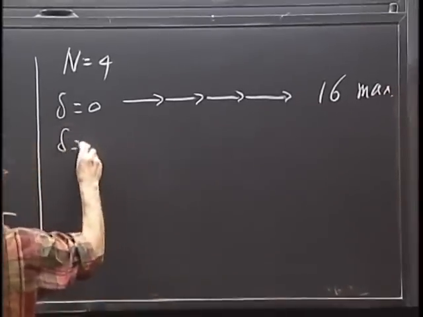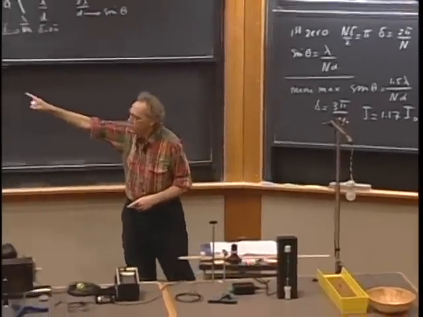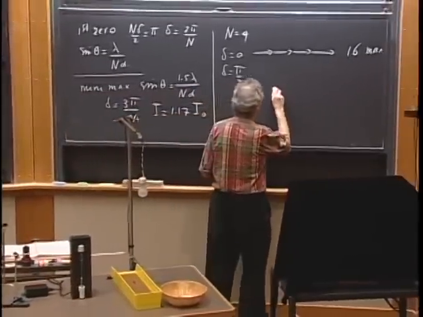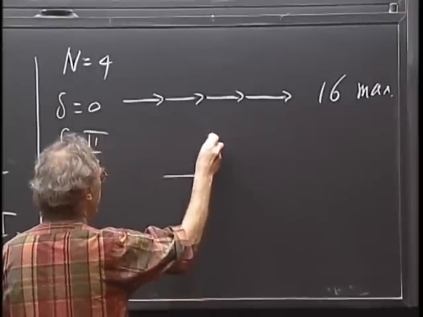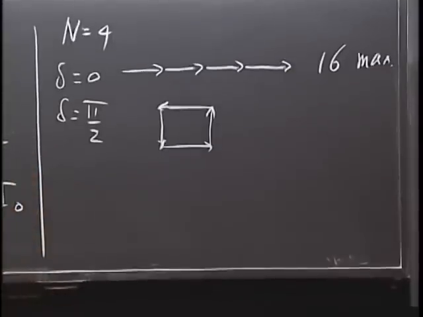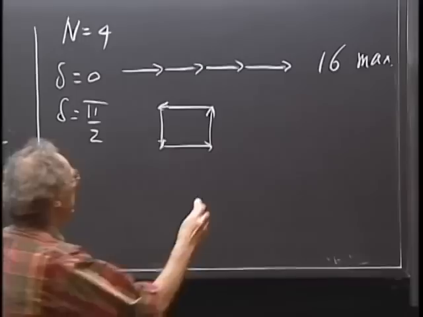Now we go to delta equals pi over 2, 90 degrees. I don't have to look at that equation. I don't need that one. I know what 90 degrees is. I went to high school. I'm educated. This is one vector. This is 90 degrees. That's the second vector. This is 90 degrees. That's the third vector. This is the fourth vector, 90 degrees. What do I add up with? Zero. So if all four relative to neighbors have a 90 degree phase angle, then clearly you have zero here.